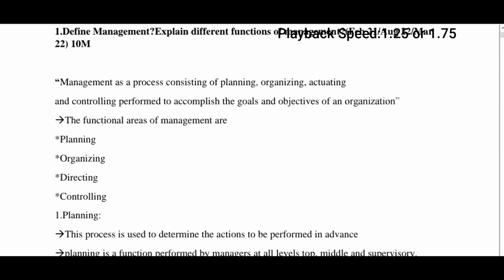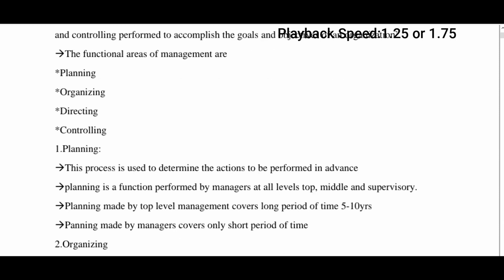The functional areas of management are planning, organizing, directing, controlling. These are the four important functions. If you write this point-wise, you can fill up the exam paper. So the first one is planning. This is a process used to determine the actions to be performed in advance. It's similar to weekend plans. It is a process to determine action which we have to perform in advance.